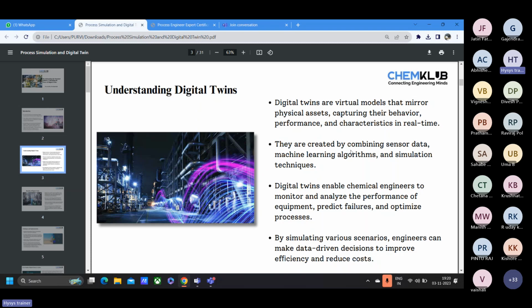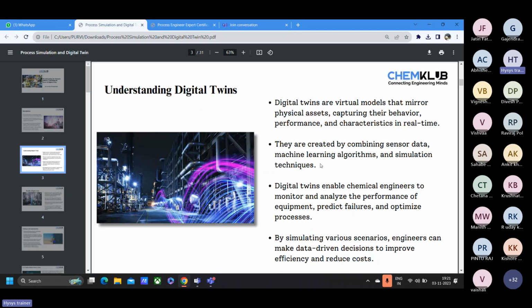So they are created by combining your sensor data. Sensor data means whatever the data is coming from your instrumentation in your plant. There will be a temperature transmitter, pressure gauge. Those will send your data to this simulation software, and this software combined with your machine learning algorithms and techniques will give you the desired results.